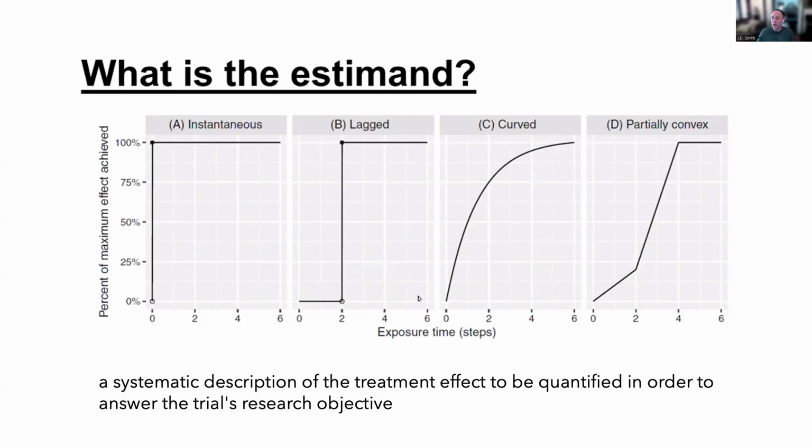But there are also other ways that the effect could happen. You could have a lagged effect. That's what's shown here in panel B, where the crossover happened here, but the effect of the intervention wasn't actually manifest until a delay of a couple of months in this case. You could also have a curved effect, where it simply takes time for the full effect of the implementation strategy to manifest itself. And similarly for a partially convex effect, where there are clear nodes at which the effect shifts and improves over time.